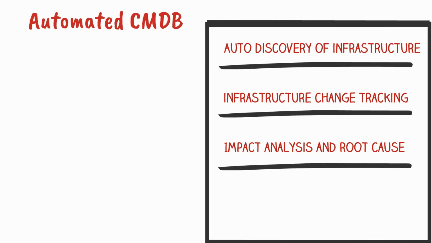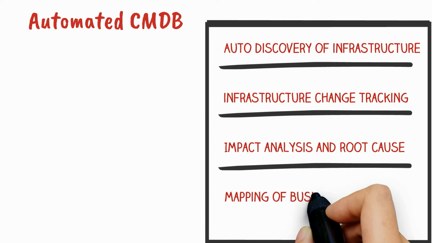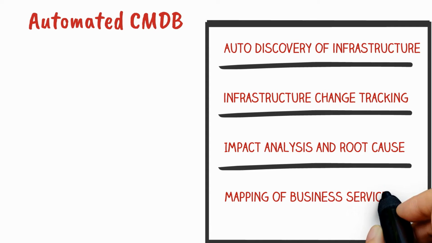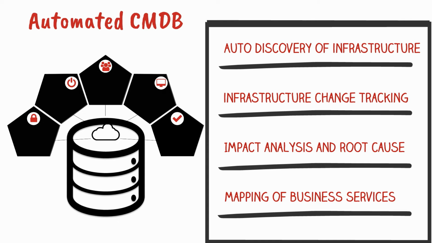The application dependencies can also help in better understanding how certain applications depend on one another. By mapping the business services and knowing how applications depend on each other, the organization has a full understanding of its business services and the dependencies between them.